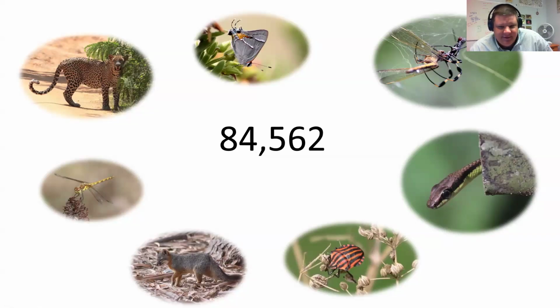84,562. It has nothing to do with the time Zoom has failed us as a society, but it is the average number of observations submitted to iNaturalist per day so far this year. That's almost 85,000 observations per day, about one per second. So there's no question about it: no matter how you look at it, across the globe, iNaturalist is reshaping how we think about ecological and biodiversity research.